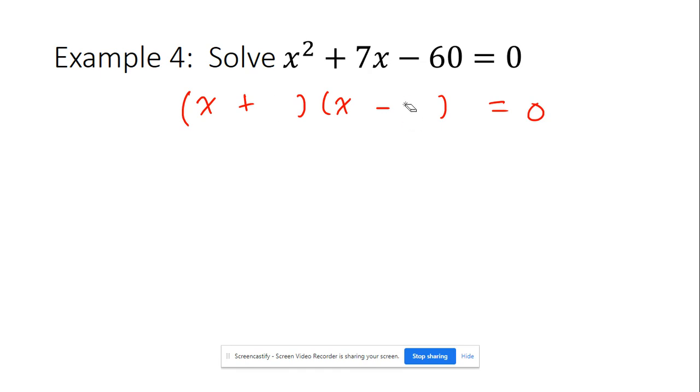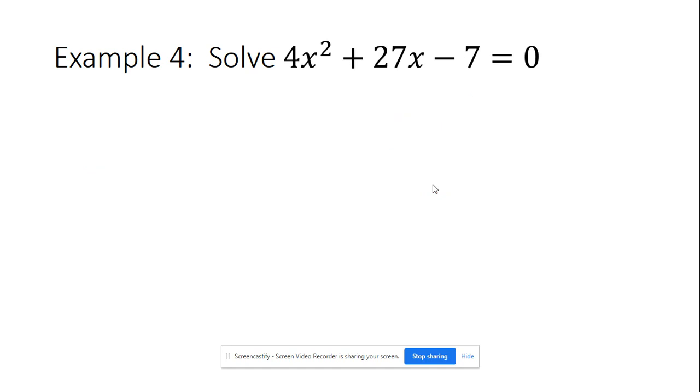Okay, what else works? 12 and negative 5, this one will work. x squared minus 5x plus 12x is 7x, so that works, and 12 times negative 5 is negative 60. So either x plus 12 equals 0, that means x equals negative 12, or x minus 5 equals 0, and that means x equals 5. And those are the solutions to this equation.